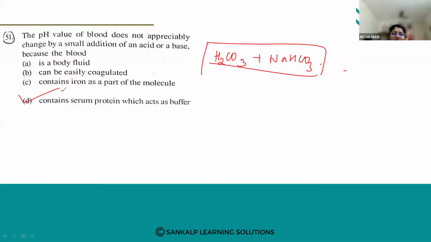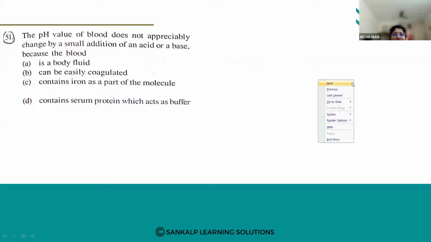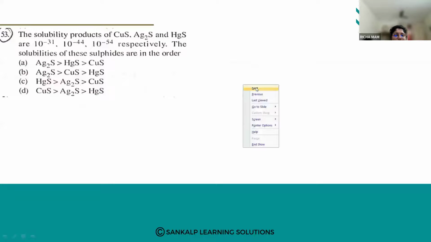So why? Because the blood contains serum protein which acts as a buffer. Okay, so what does that serum consist of? Your H2CO3 plus sodium hydrogen carbonate. So because of that, what is happening? Even after you add acid or base, it is not changing its pH. So option number D is the answer. Okay.